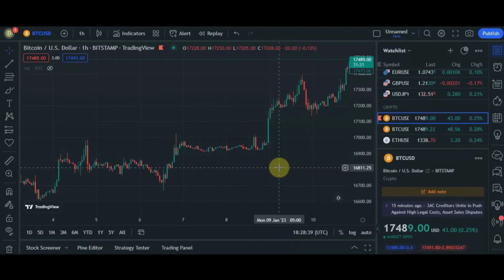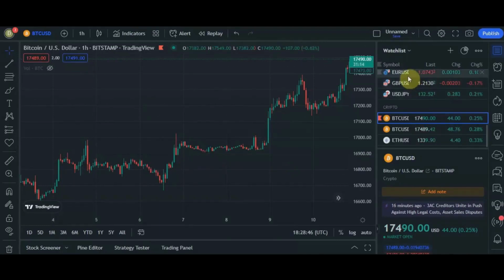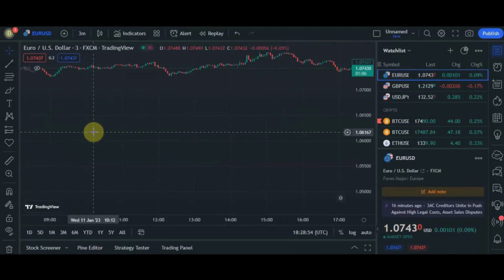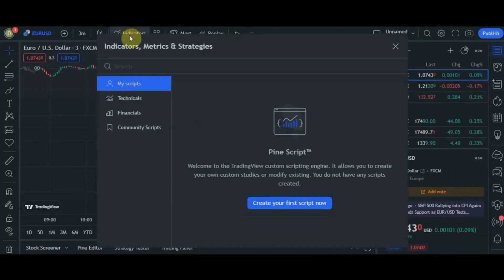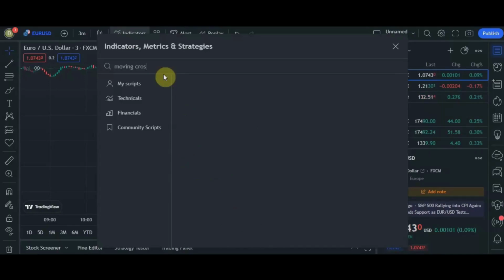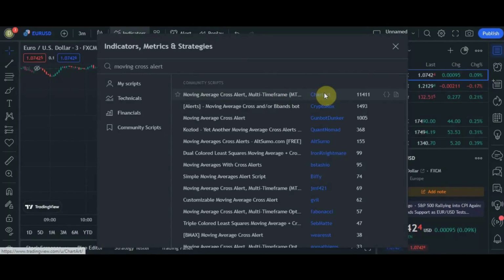Hello everyone, this is Daniel with uGenesys, and today we'll be going over a trading strategy using a simple yet very accurate indicator in TradingView. Let's start by opening up our EUR/USD chart with a 3-minute time frame. And then let's go to our indicator section and search for the indicator called Moving Cross Alerts. And keep in mind, it's a multi-time frame by chart arc. And as you can see, it has 11,411 users, which means it's a very popular indicator. So let's go ahead and add it to our chart.